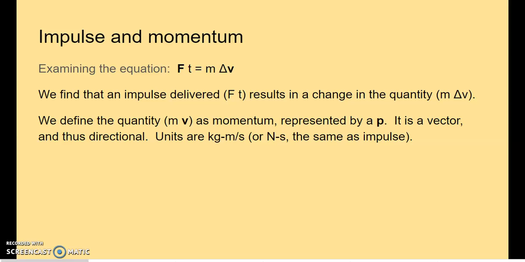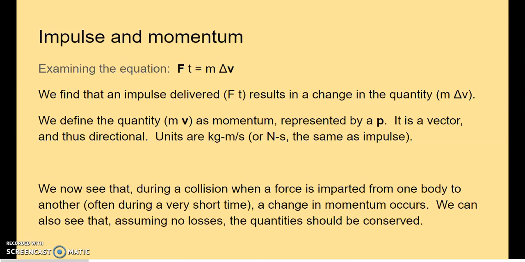So we're going to define this quantity, m times v, as momentum, and we represent it by the letter p, which actually comes from Italian, propella. It is a vector quantity, so it's directional. The units are kilogram meters per second. They could also be Newton seconds, which is the unit for impulse, if you prefer. But kilogram meter per second is the fairly standard unit for momentum, and Newton seconds is the fairly standard unit for impulse.